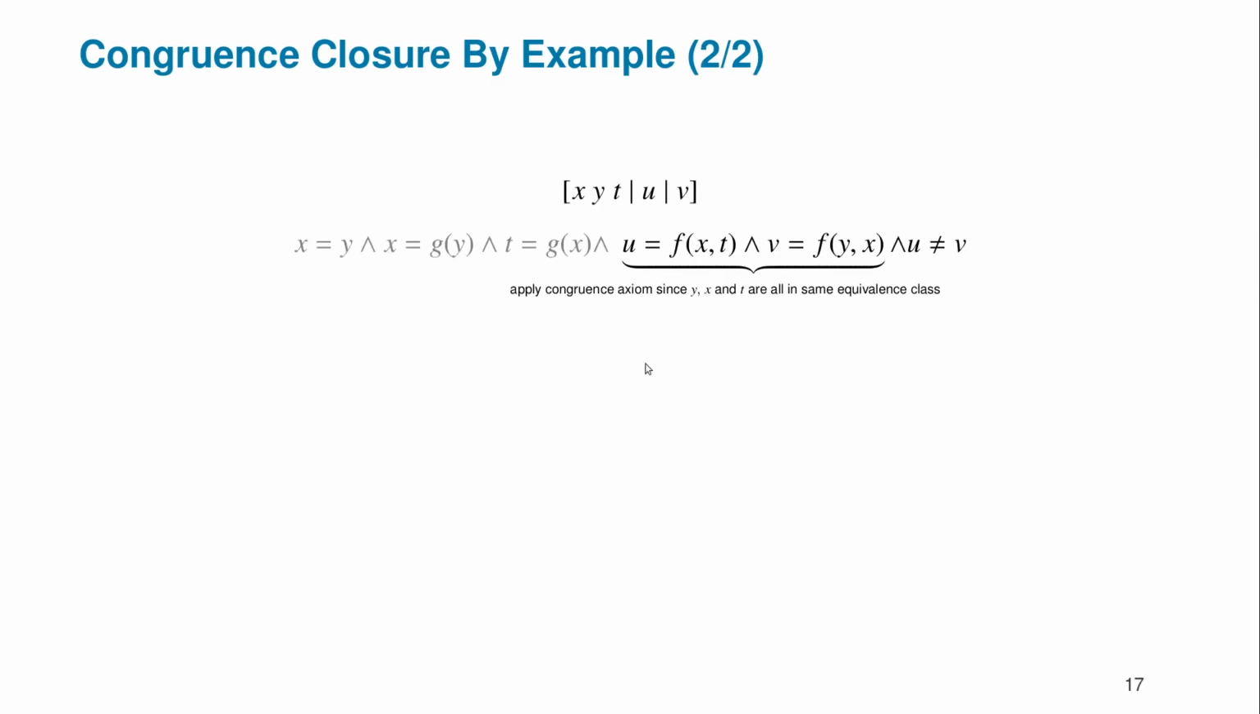Good. Then in the next step we look at these two equations. We have u is equal to fxt and v is equal to fyx. And if we now apply the congruence axiom, then we can conclude that u and v are the same.